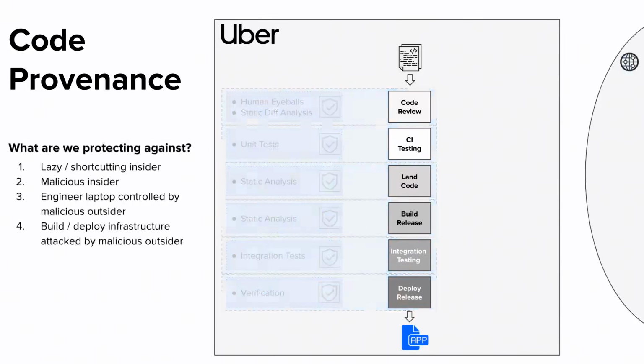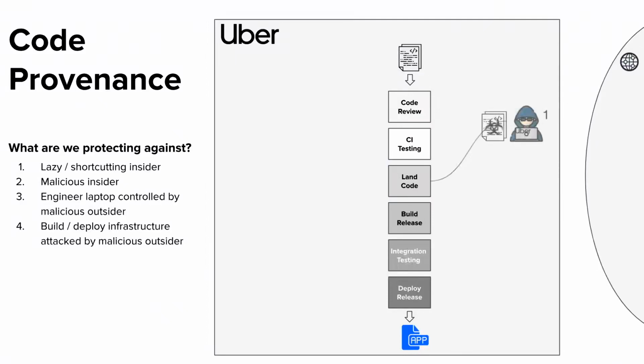So the idea of code provenance is to protect us from a number of different scenarios where both malicious and non-malicious code is shortcutted through these checks. So first, we have what we call a lazy or shortcutting insider. This is someone who's not really malicious. They mean well, right? But they just want to get past the tests, past the reviews, past the lint warnings, and they don't care about that stuff, right? They just need to get their code into production as soon as possible. Policies be damned.